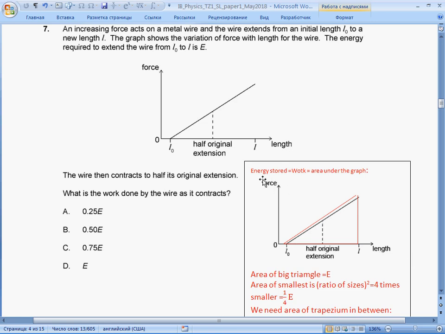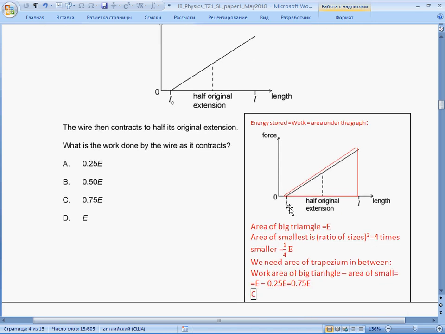What we know: energy stored after extension equals work done and equals area under the graph. So from L0 to L we have a big triangle, and they say that the energy here, or area, is E. The smallest triangle is one size, height for example is 2 times less. If the size is 2 times less, then the area is 4 times less, because it is squared. So it means that the smaller triangle has area a quarter of E.